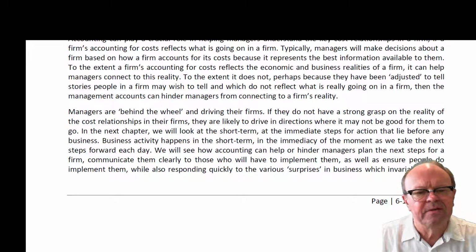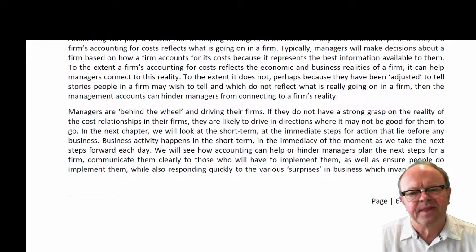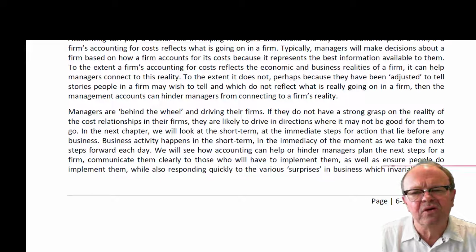Managers are behind the wheel and driving their firms. If they do not have a strong grasp on the reality of the cost relationships in their firms, they are likely to drive in directions where it may not be good for them to go.